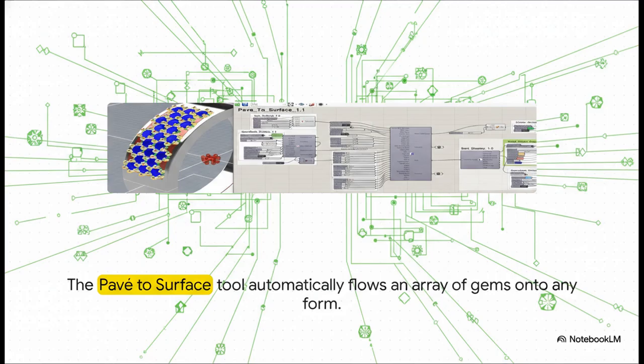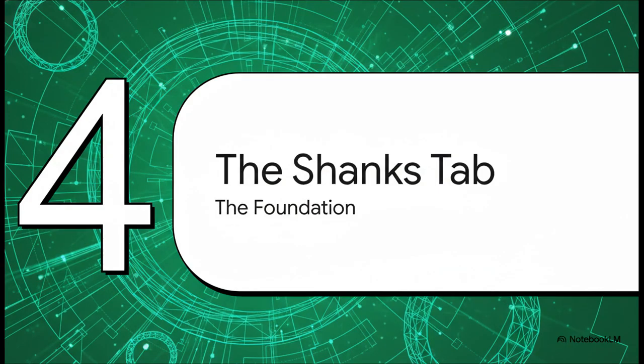Think about pavé setting. Manually placing dozens, sometimes hundreds of tiny stones and their settings on a curved surface is unbelievably tedious. But with the pavé to surface tool, you just define the surface, the stone size, and the spacing, and AlgoJewels flows the entire array across the form automatically. It's incredible. Every great ring needs a solid foundation, right?